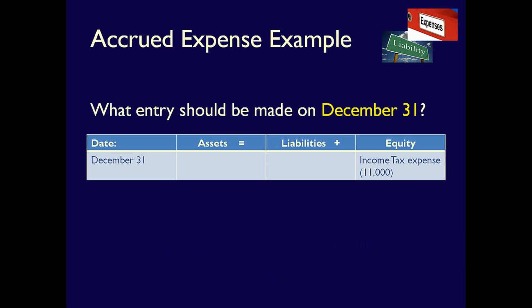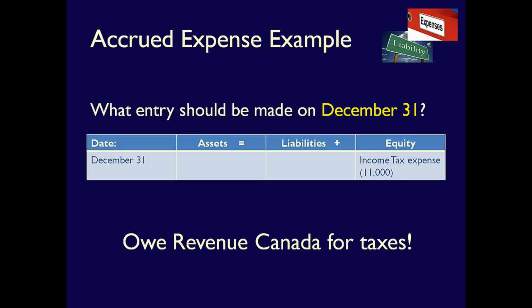This cost is unpaid. So do we owe someone? Yes, we owe Revenue Canada for the taxes we've incurred on our income, but not paid. That means our liabilities increase by $11,000 under the account called income taxes payable.